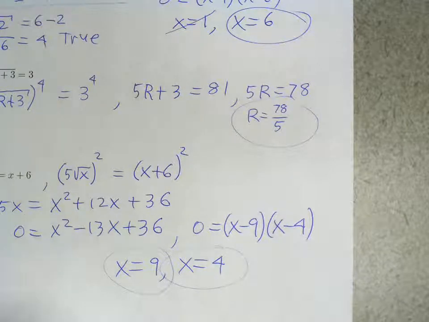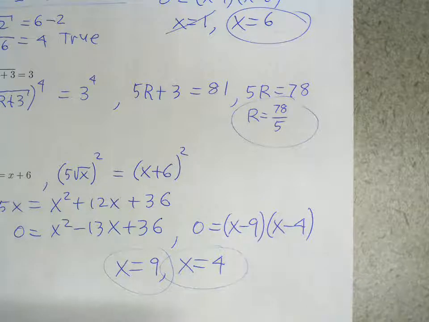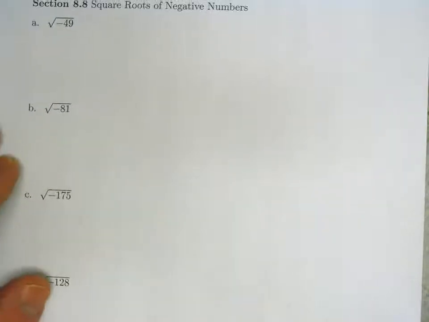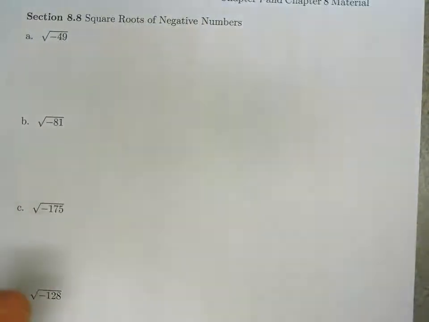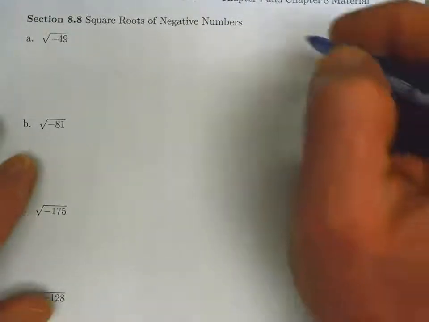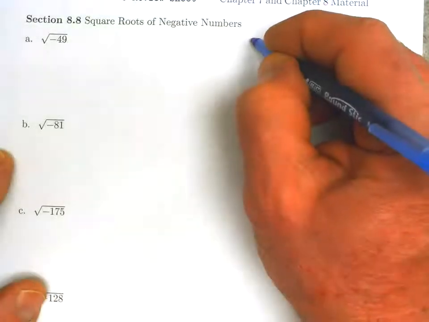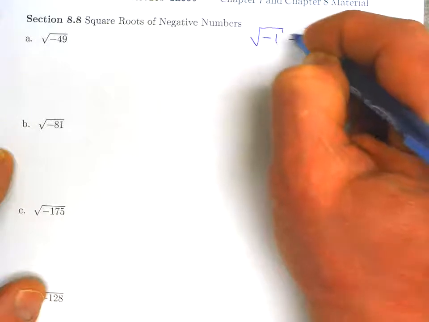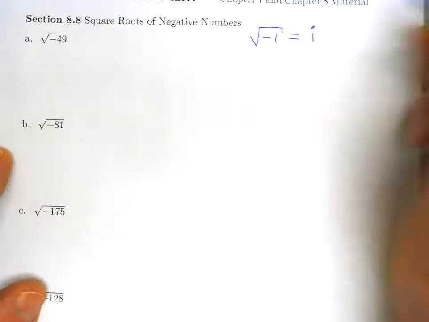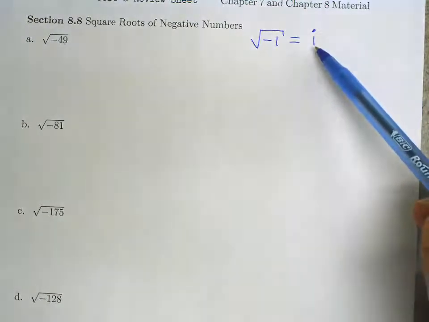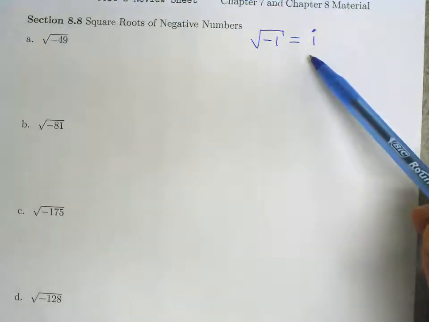Okay, we'll look at the last section that you're going to be tested over on Friday, section 8.8 on square roots of negatives. This is not too hard, but behind the square root of a negative number is this definition. The square root of -1 is called the imaginary unit, and instead of writing the square root of -1, we just write i in its place.